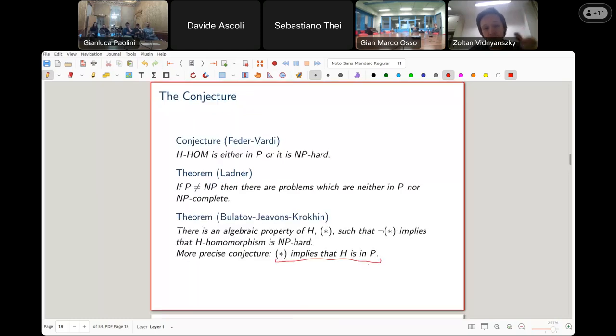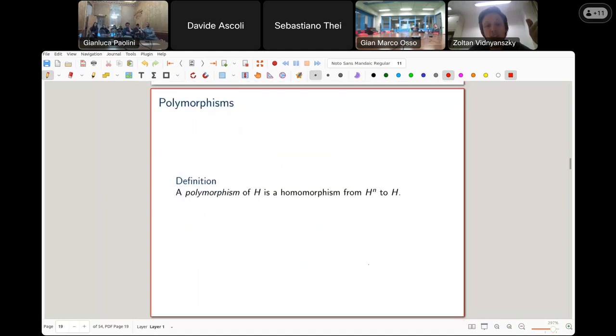Before stating, I wanted to say that this conjecture has been verified, but I will state it after defining the property star. So what is this algebraic condition star? For this, we need this crucial notion, which is called polymorphism, and the people whom I talked to in computational complexity said that this really revolutionized this field of homomorphism problems. So this is a thing to remember, I think, and it's also a very easy concept.